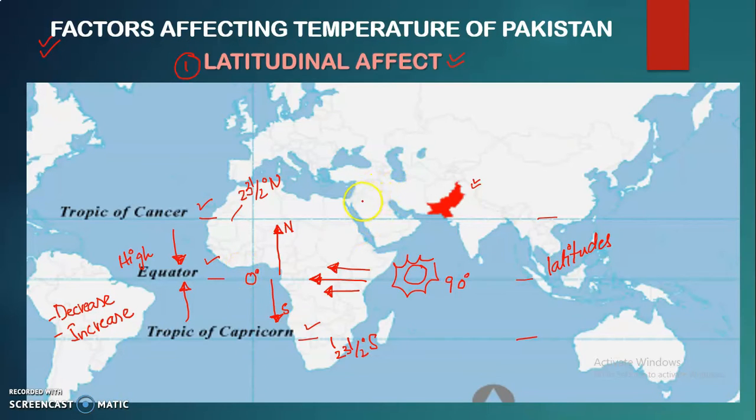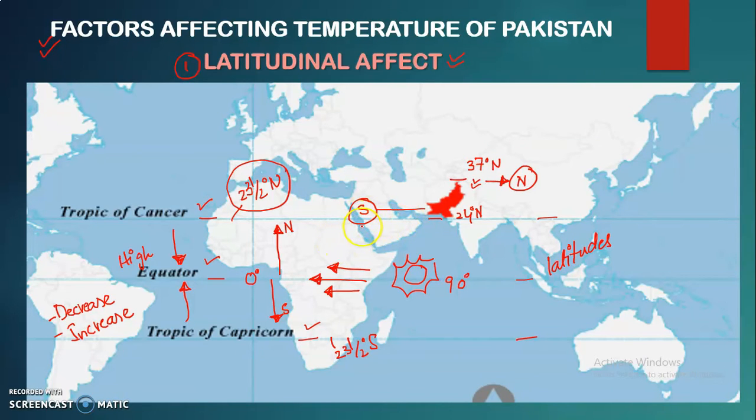Now coming back to the temperature of Pakistan. This is the Tropic of Cancer, which as I said is at 23.5 degrees north. Pakistan basically starts from 24 degrees north latitude and ends at 37 degrees north latitude. So you could see that this portion is the southern portion of Pakistan, and this is the northern portion. As I said, closer to the equator, high temperature; away from the equator, less temperature.